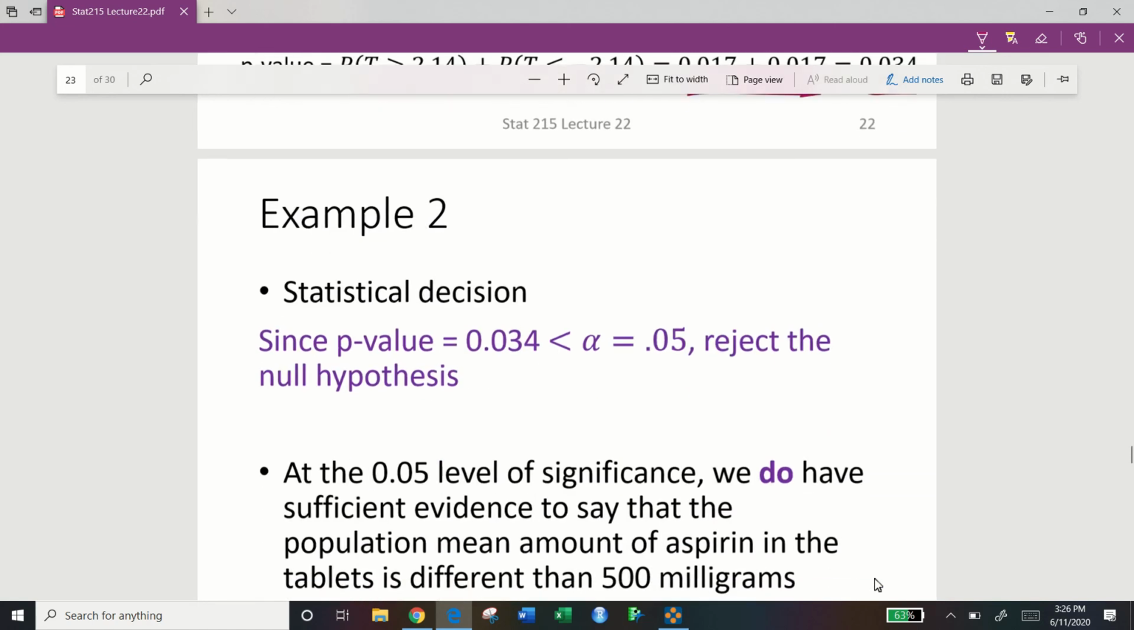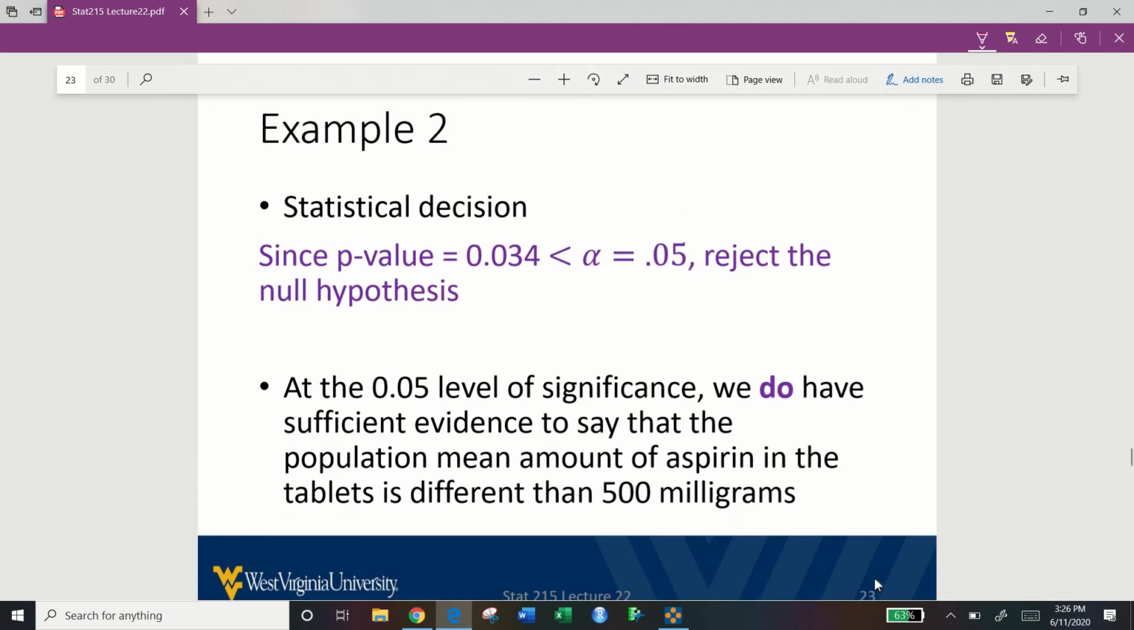Now that we've calculated our p-value, we can go ahead and make our statistical decision. Since our p-value of 0.034 is less than our alpha, equal to 0.05, we will, once again, reject the null hypothesis. This means at the 5% significance level, we do have sufficient evidence to say that the population mean amount of aspirin in the tablets is different than 500 milligrams.